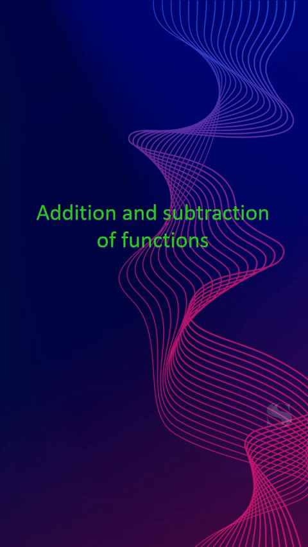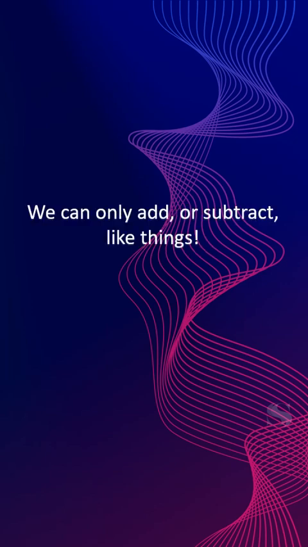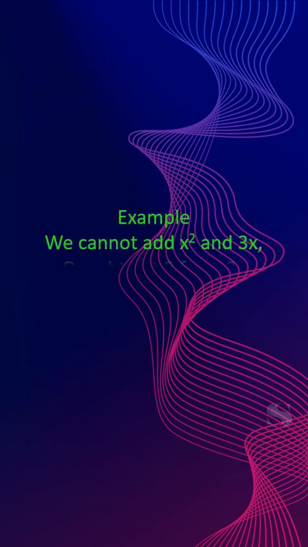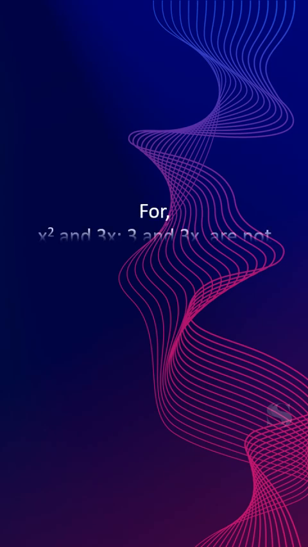What may be causing turbulence in addition and subtraction of functions is the very core of how we add or subtract. Recall, we can only add or subtract like things. Thus, we cannot add x squared and 3x or subtract 3 from 3x. x squared and 3x, and 3 and 3x, are not like terms; they are not the same things, and they do not represent same things.